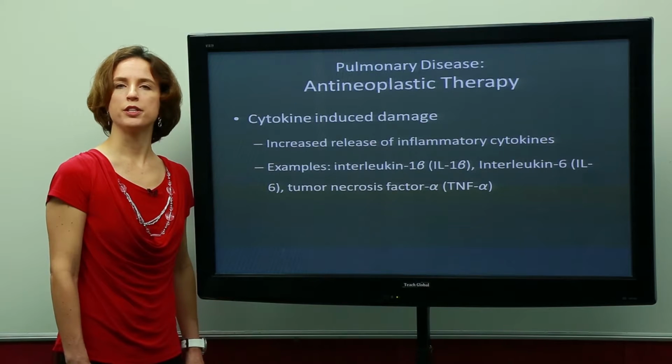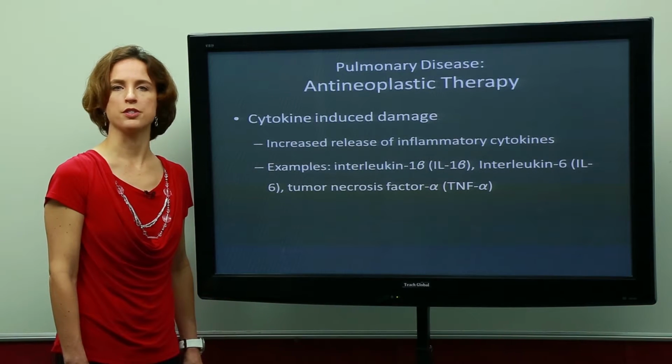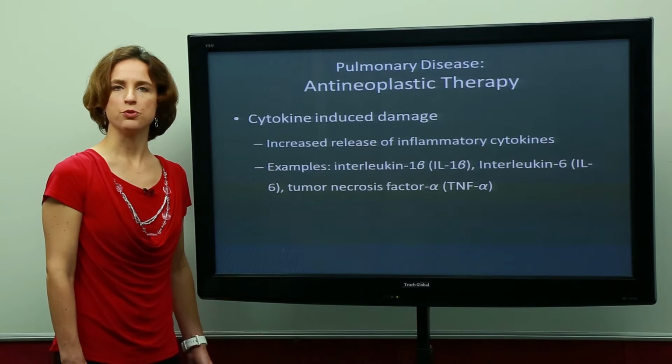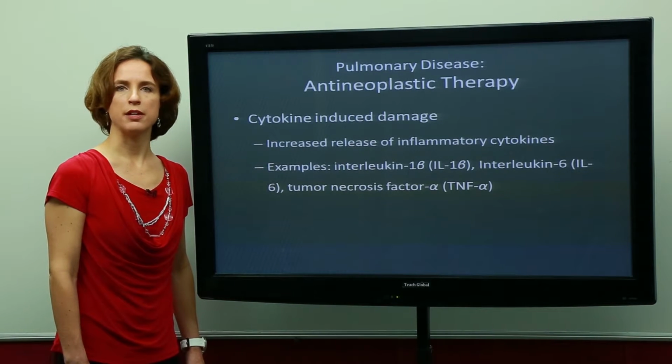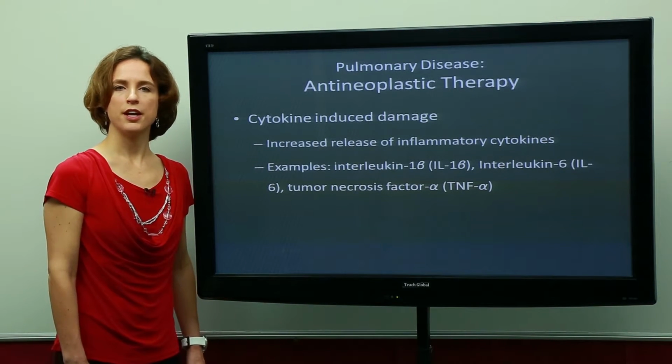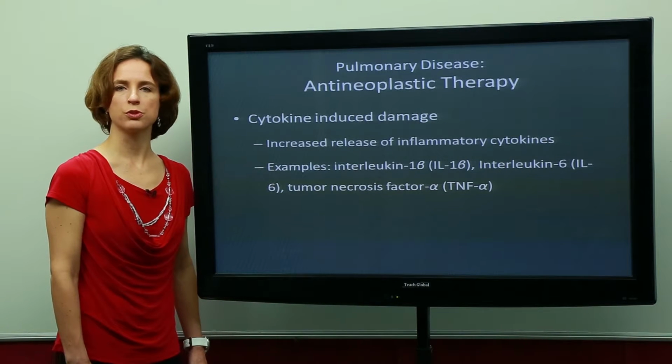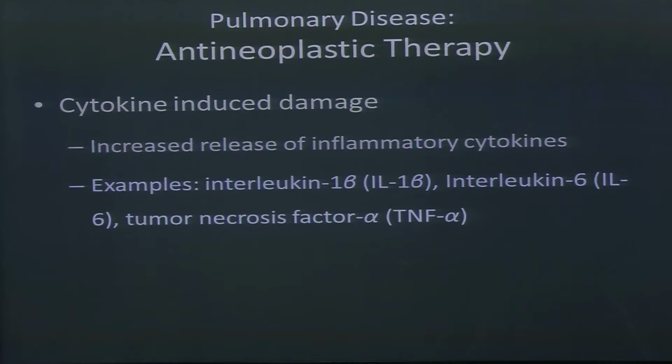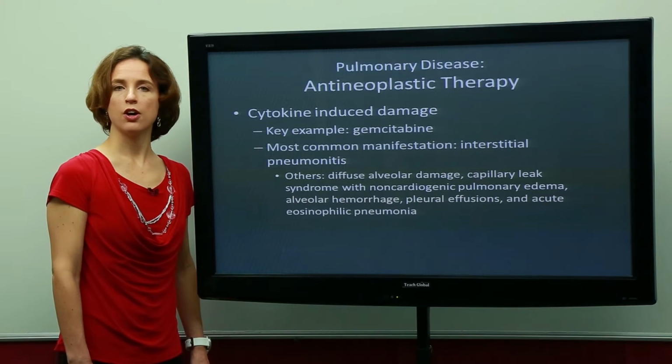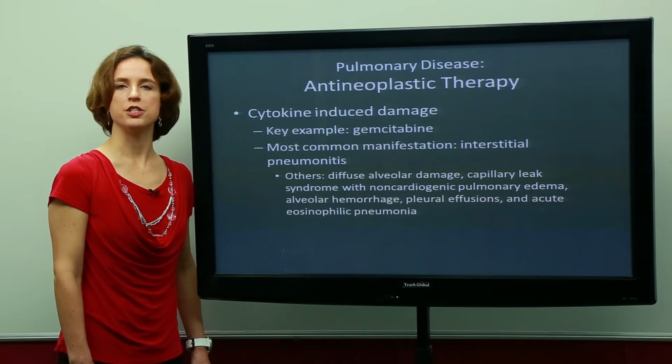If we look a little bit more in detail into these specific potential causes, we'll learn more about each one individually. Let's talk first about cytokine-induced damage. Cytokine-induced damage comes from an increased release of inflammatory cytokines. This is potentially from cell apoptosis or other mechanisms from introduction of the antineoplastic agent. Some examples of these inflammatory cytokines include interleukin B, interleukin 6, and tumor necrosis factor alpha. A key example of a drug that causes cytokine-induced damage is gemcitabine.